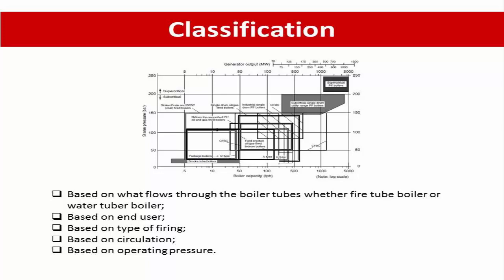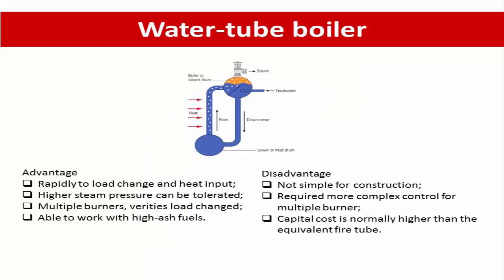However, the classification of a boiler depends on what flows through the boiler tubes. For example, fire tubes boiler or water tubes boiler. Fire or smoke fire tube, in which the flue gas is inside the boiler tubes and water is outside, or shell side. Water tubes boiler, in which the water is inside the boiler tubes and flue gas is outside the tube, or shell side. What is the water tubes boiler?